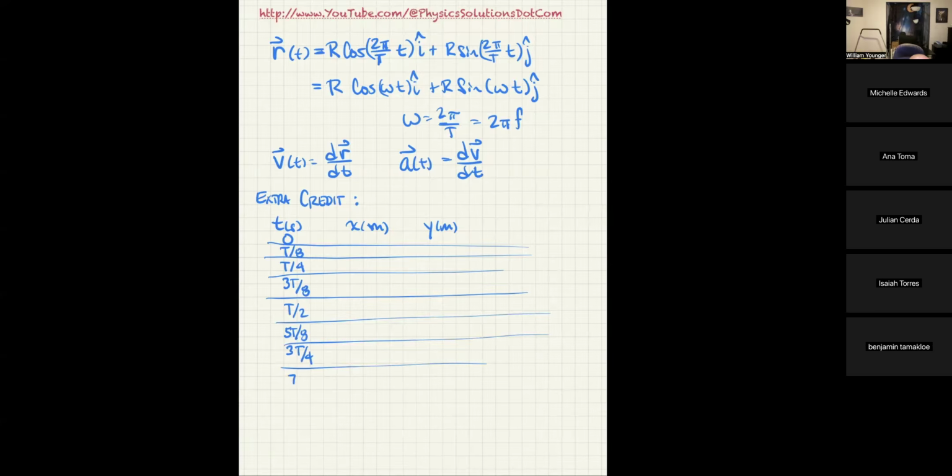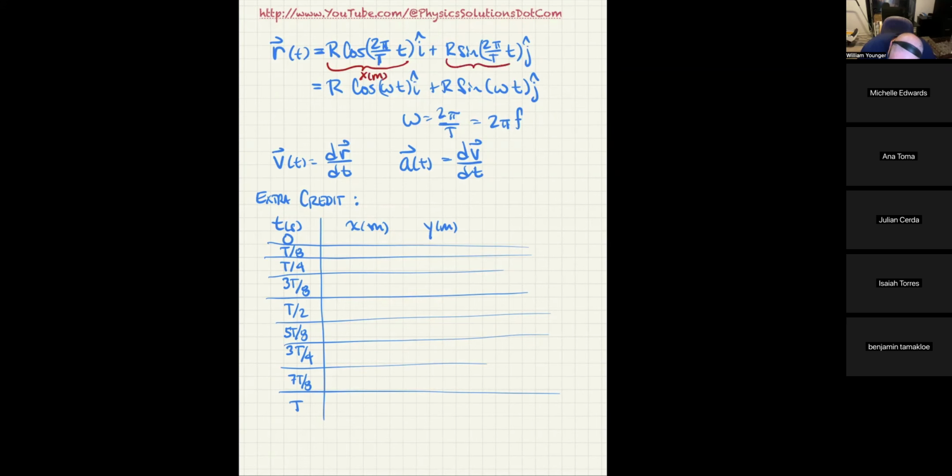And then 7t over 8. And then t. So your job is to figure out, notice this part right here is x in meters, and this part right here is y in meters. So your job is to fill this out.